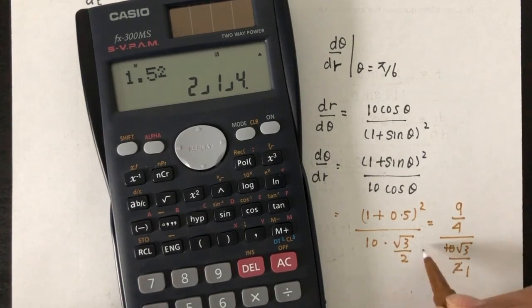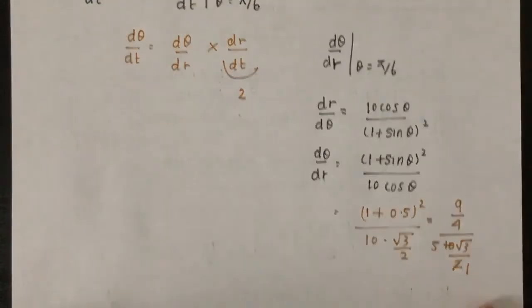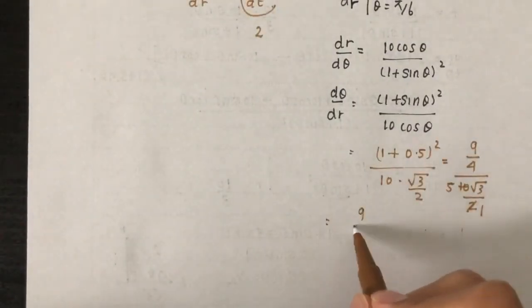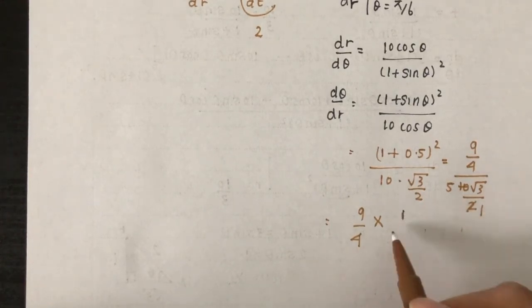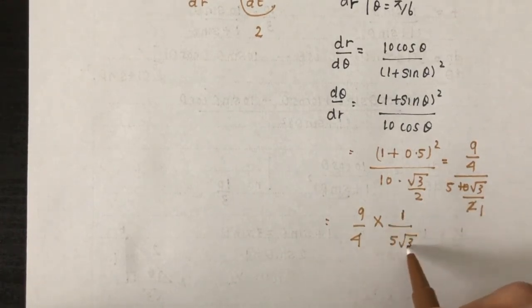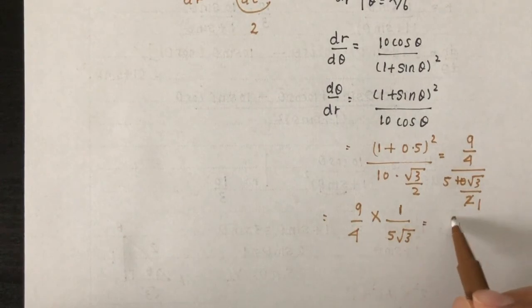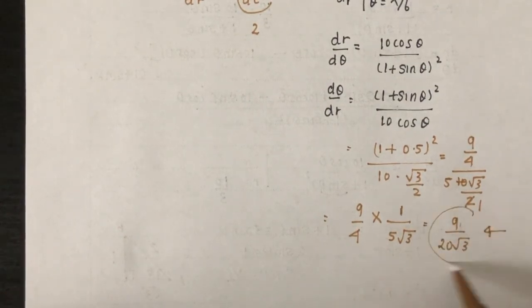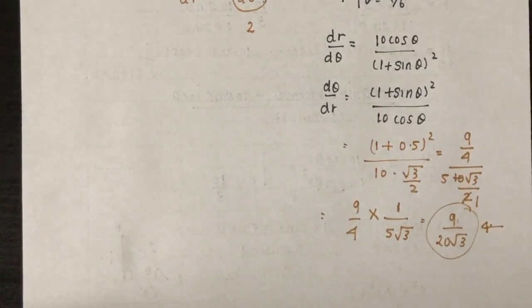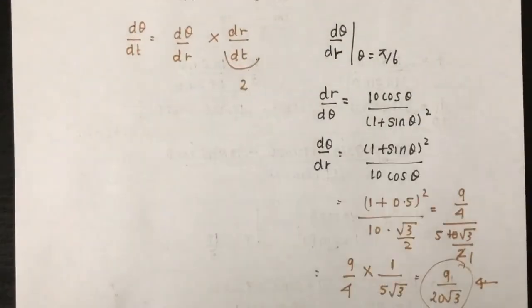That will be 1, 5. Now simplify, you will have 9 over 4 multiplied by 1 over 5 root 3. So that will give you 9 over 20 root 3. This value, right? Now let's go back to the main equation.